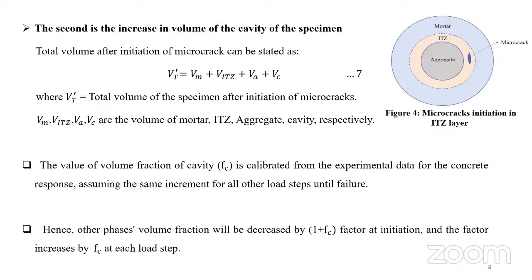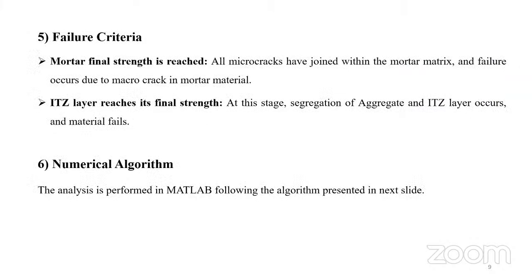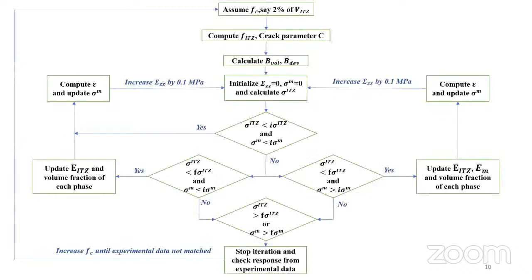The effect of including this is on the volume fraction of other phases, which are reduced by the factor of 1 by FC at each load step. So now to define the failure criteria, the material fails when either the mortar or the ITZ layer reaches its final strength. The numerical algorithm will be presented in the flowchart, which is adopted here.